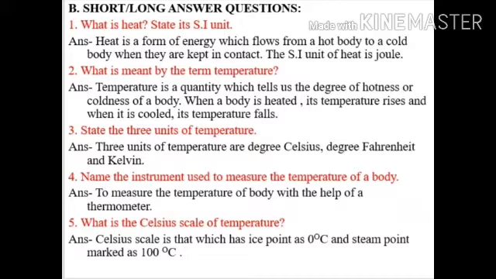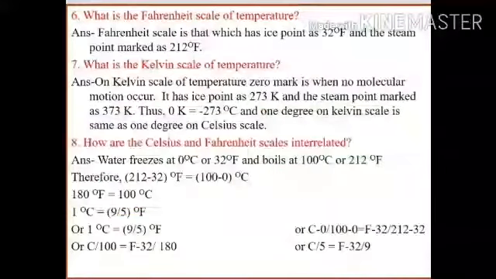Question number 5, what is the Celsius scale of temperature? Answer is, Celsius scale is that which has ice point as 0 degree centigrade and steam point marked as 100 degree centigrade. Question number 6, what is the Fahrenheit scale of temperature? Fahrenheit scale is that which has ice point as 32 degree Fahrenheit and the steam point marked as 212 degree Fahrenheit.